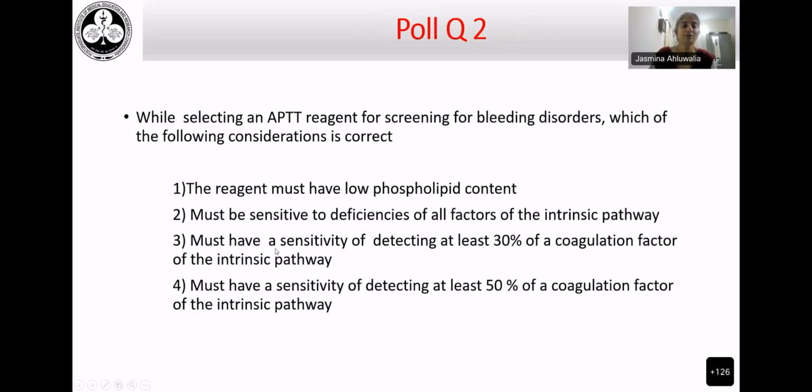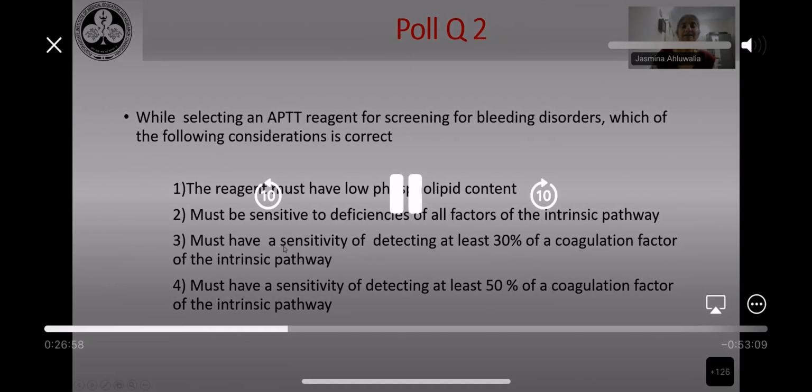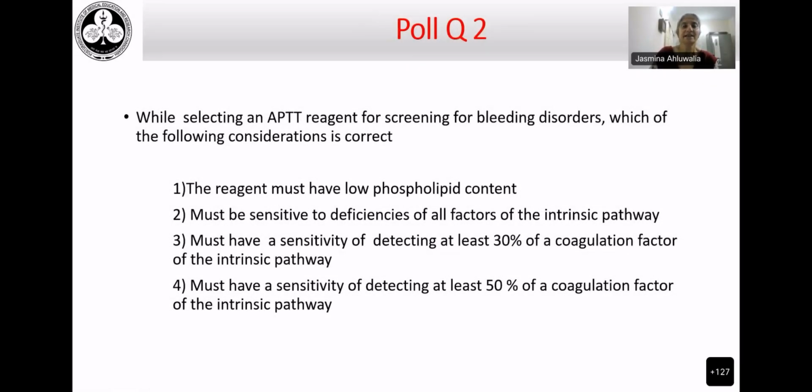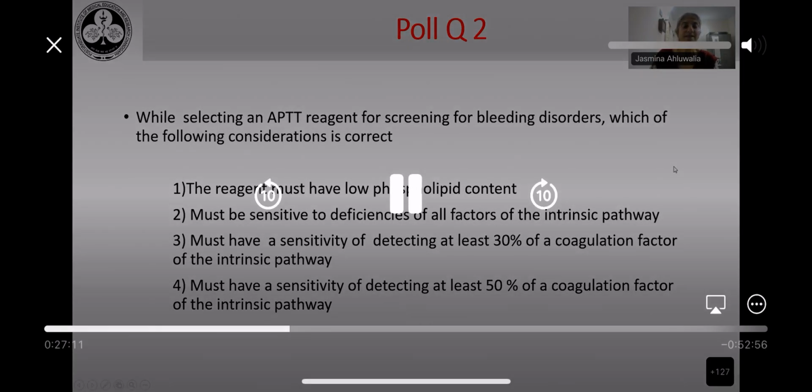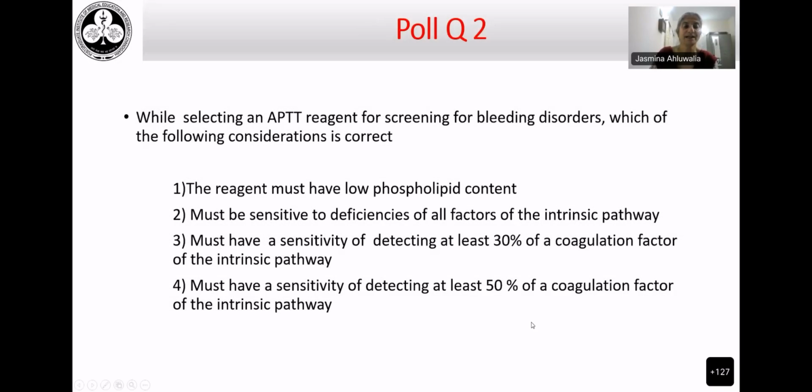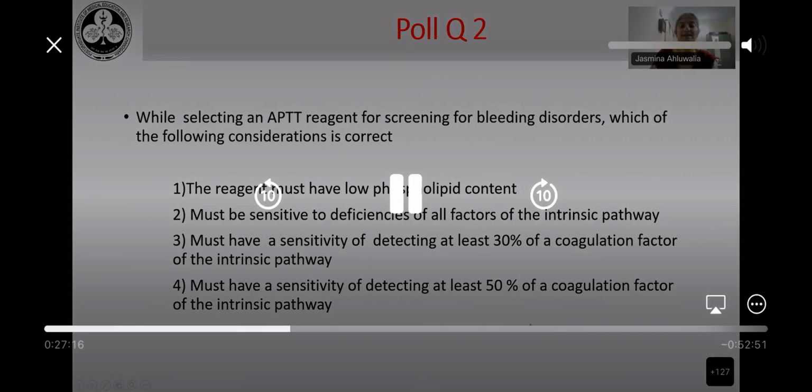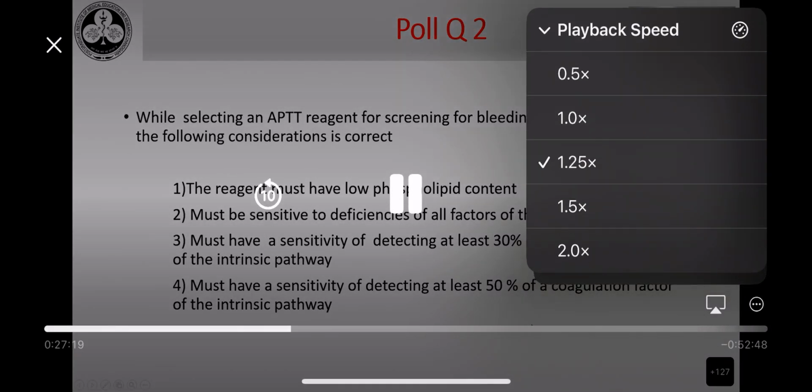So that brings me to my second poll question. When selecting a reagent for APTT testing, which of the following considerations is correct? The reagent must have a low phospholipid content. It must be sensitive to deficiencies of all factors of the intrinsic pathway, must have a sensitivity of at least 30% of a coagulation factor of the intrinsic pathway, or must have a sensitivity of at least 50% of a coagulation factor of the intrinsic pathway. Please poll.